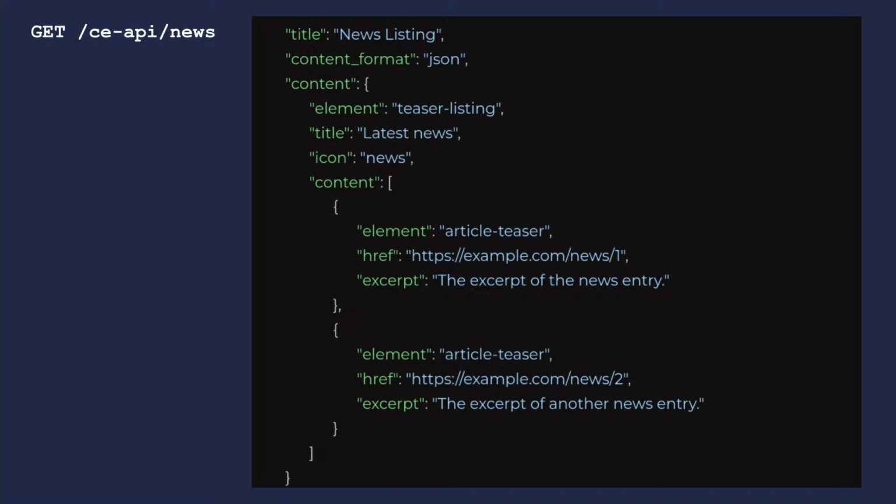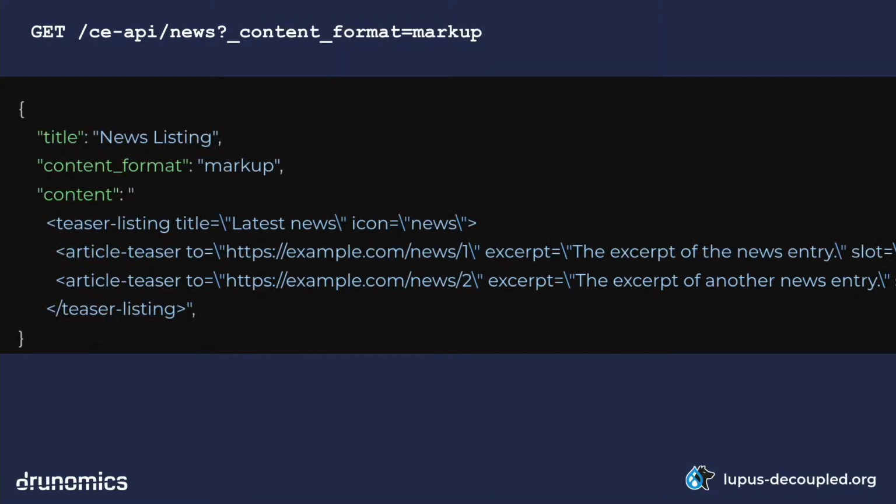And then what you get for this news page is a JSON representation of your page. It contains some basic page metadata, like the title. There's also other stuff like breadcrumbs, meta tags, and so on, which I removed here for brevity. But then you see the content. The content is actually serialized custom elements. This is the JSON serialization, which we're using by default. This is the tree of custom elements you've seen before in the controller, just as JSON. That's the default we are going with in Lupus Decoupled Drupal.